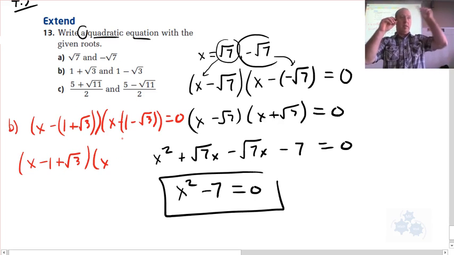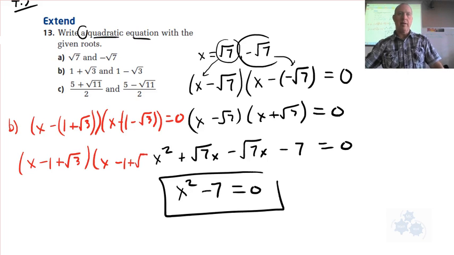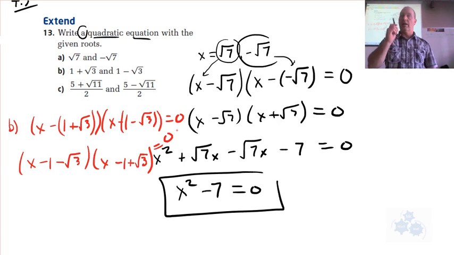Just distribute multiple times, gather any like terms, and see what you end up with. Okay, so what is this one again? Sorry, this is a minus 1 over here. There you go. So now expand all that out, gather like terms, and then get your answer there. I'll let you work on b, but that's sort of how you do it. Kind of work backwards.